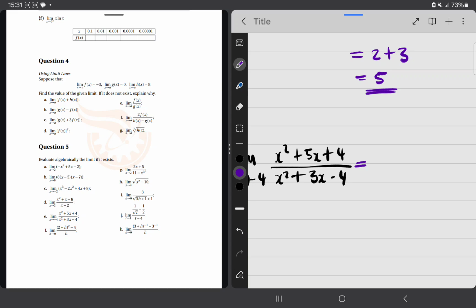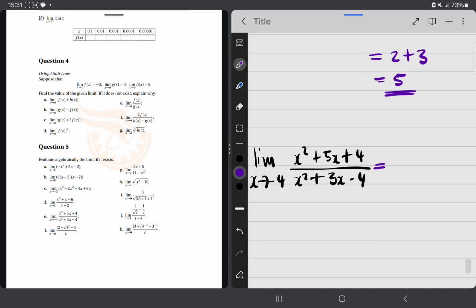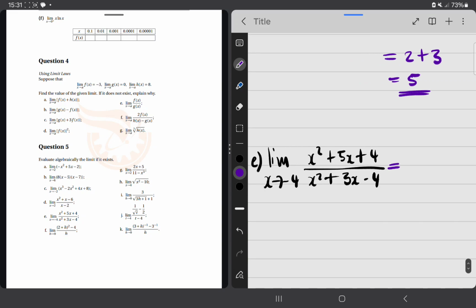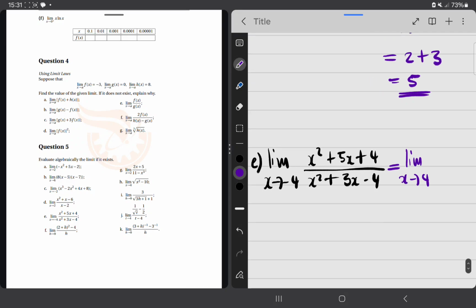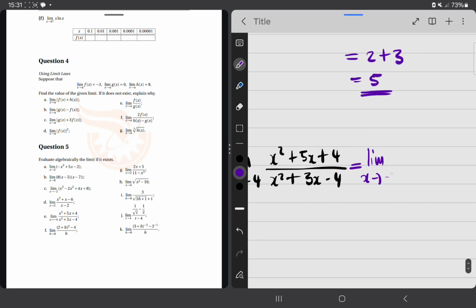Well, you are going to have to try to factorize, because we can't simplify. This thing is already expanded, so we can't expand and simplify. We can't rationalize, there's no square root sign on the top here. So therefore, we are going to have to do the factorization. So it's going to be the limit as x approaches -4.